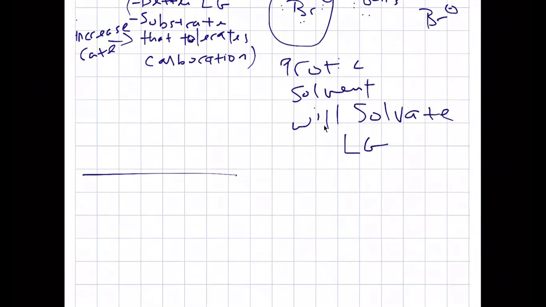Yeah, that's a good thing. Solvating the leaving group is good. Solvating the nucleophile is bad. But for this reaction, the nucleophile doesn't matter. Because we know that the rate determining step is loss of leaving group, when we write the rate law, it's a one-term rate law. It's just k times the concentration of the substrate. So the nucleophile is not involved in the rate determining step, so it doesn't matter if it's solvated or not.